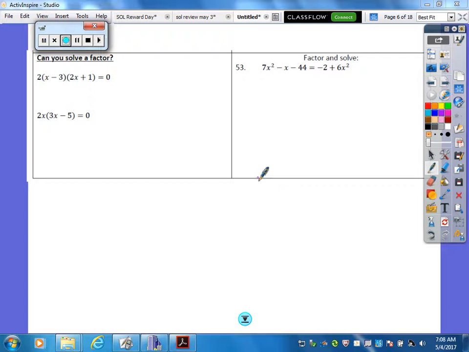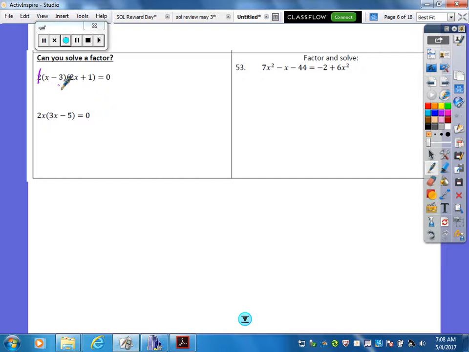So we have some factors here, and we're going to solve them on the side. These have already been factored. I have a 2 outside, and I've got x minus 3 and 2x plus 1, and they're equal to 0. So we've got to figure out what's going to make this equal to 0. Now this 2 on the outside is a distractor. It doesn't have a variable, so it's not giving any value to this.